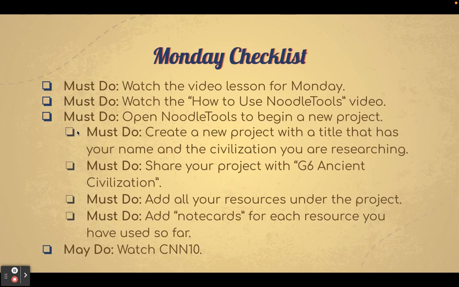Here is the checklist for today: watch the Noodle Tools how-to video. Now, here are the must-dos for Noodle Tools: open Noodle Tools to begin a new project, create a new project with a title that has your name and the civilization you're researching, share your project with G6 Ancient Civilization, add all of your resources under the project, and add note cards for each resource you have used so far. All four of these must-dos are in the video. If you're thinking, "I don't know how to do that," don't worry, it's in the video. That is why the second thing is to watch this video, so you know how to do all of these things.